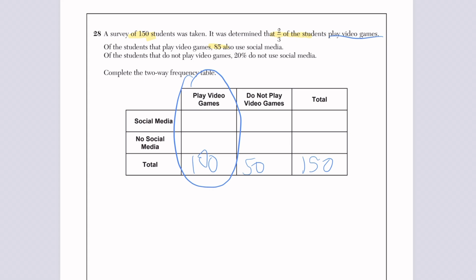We know that 85 who play video games also use social media. So that means the 85 goes here, because social media and video games falls in this category. So now we can even fill out no social media, because 100 minus 85 is 15. That's what makes 100 the total.